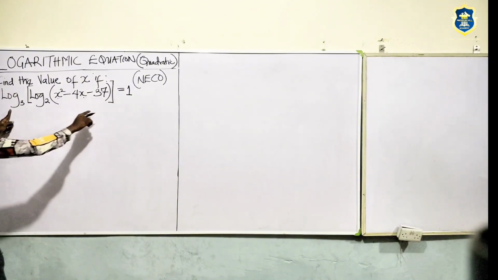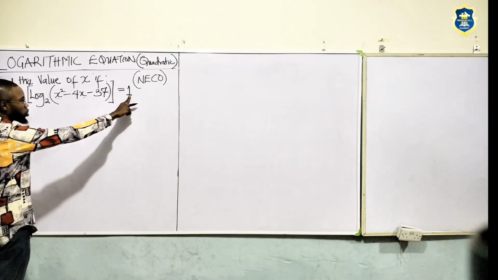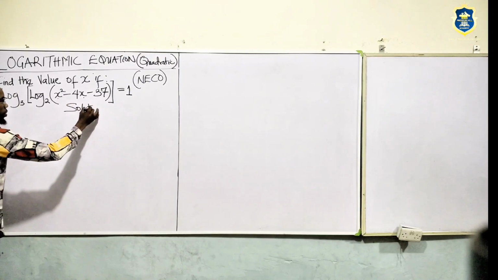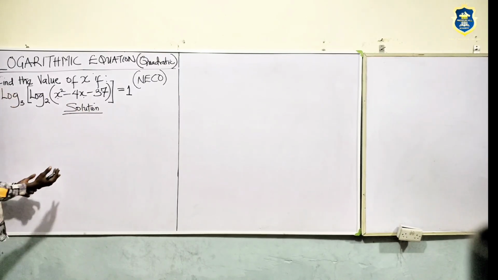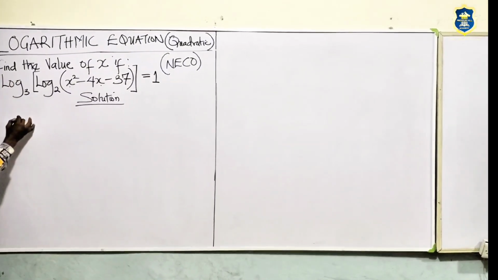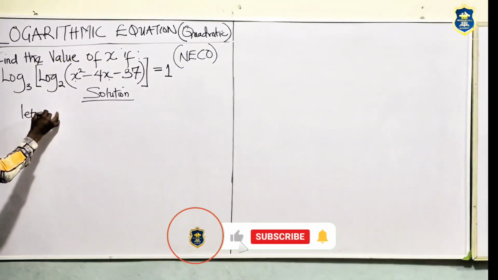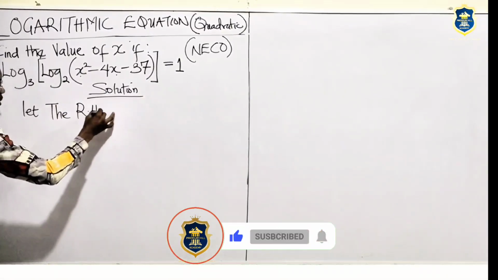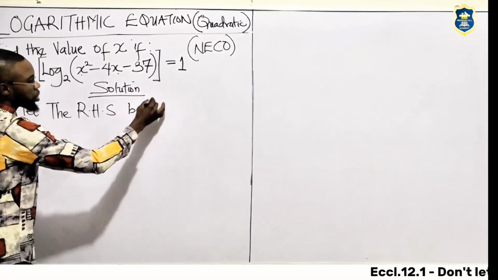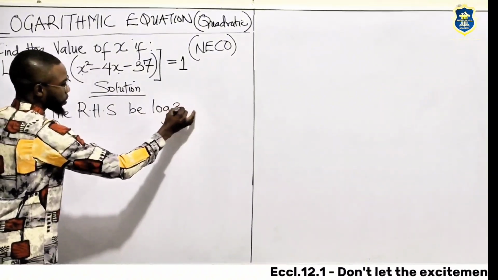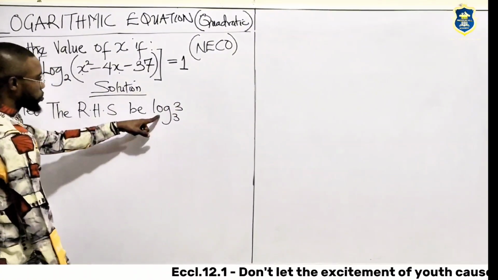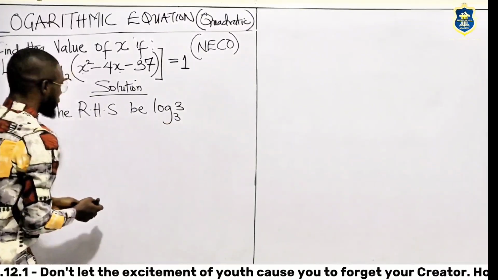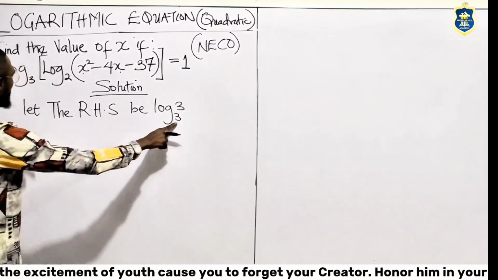And looking at this one, since we are seeing 1 here, we know that we are going to manipulate, right? Let's try and manipulate. Solution to this is that we manipulate, right? By attaching, let the right hand side be what? Log to the base 3 of 3. Yes, let's convert it to this. Let's make the right hand side log to the base 3 of 3. The reason why we're doing that is because this log 3 base 3 will cancel this log base 3.